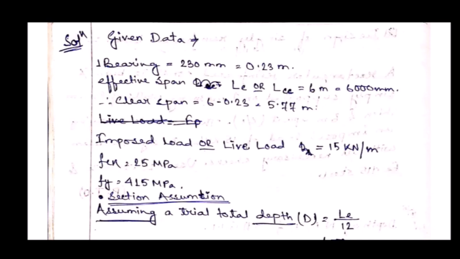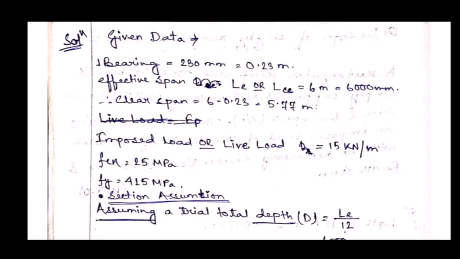As I told earlier, one bearing is 230 mm. Why 230 mm? I have already discussed. So that is equal to 0.23 meter. Now the effective span, L suffix E, is equal to 6 meters. That is also given. That means 6000 mm. Clear span is equal to effective span minus one bearing, so that is equal to 5.77 meters.